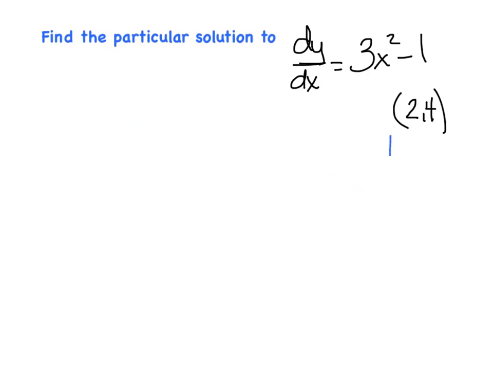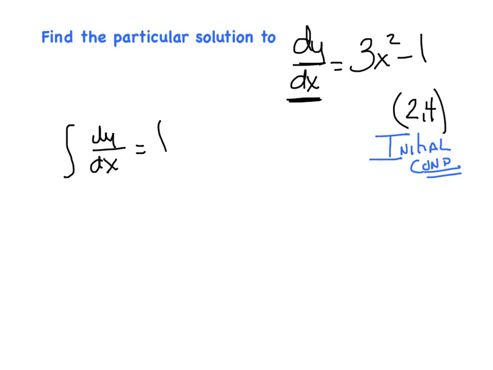So again, this is called, let's get it in our heads, let's get it down, the initial condition. Okay, the value we're going to plug in, the initial condition. And if I have dy dx and I want y, I have to clearly integrate both sides. So let's slow down and write it out. I'm going to integrate dy dx equals the integral of 3x squared minus 1 dx.